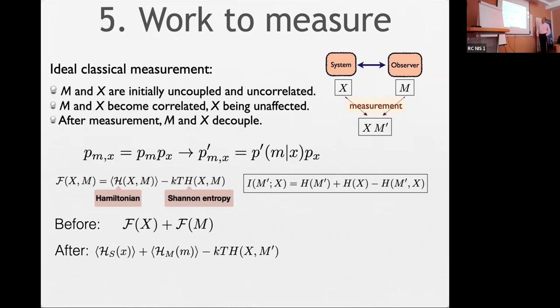And after the measurement, this is the interesting part. They are correlated. So the Hamiltonian also is the sum of the system plus the observer. It doesn't matter if they are correlated or not, because I have the energy of the system and the energy of the observer. But they are correlated. So the Shannon entropy now is not additive. So how can we relate the Shannon entropy of the two systems with the individual entropies of each system?